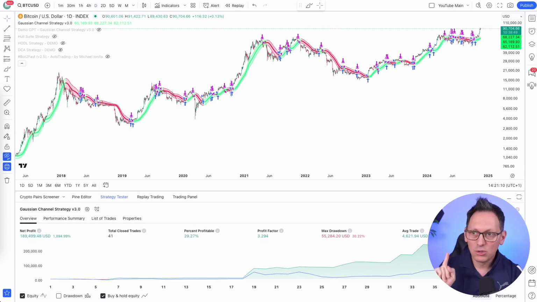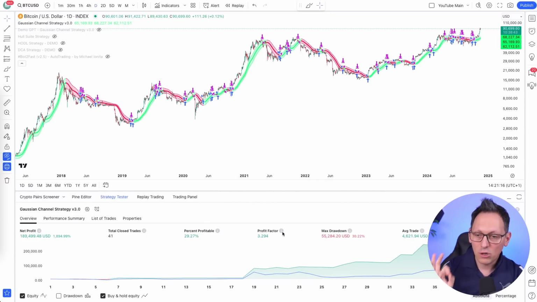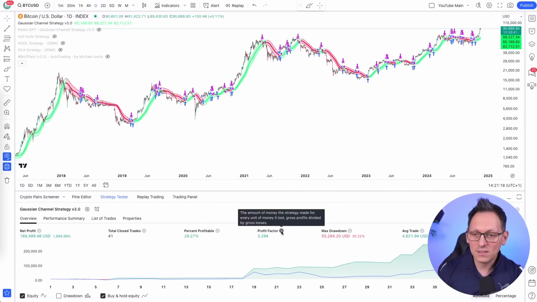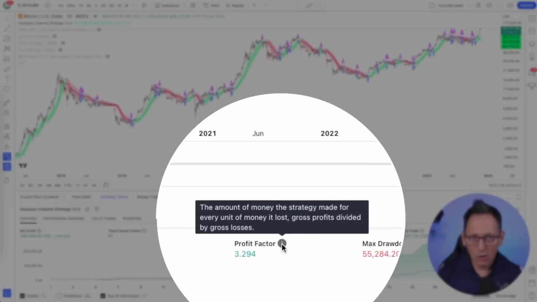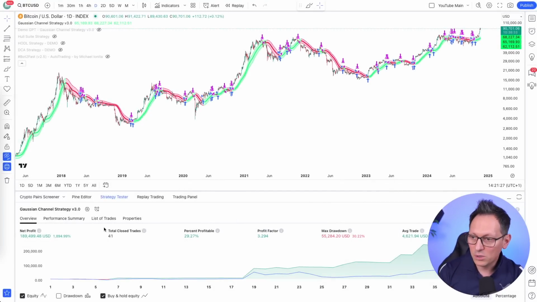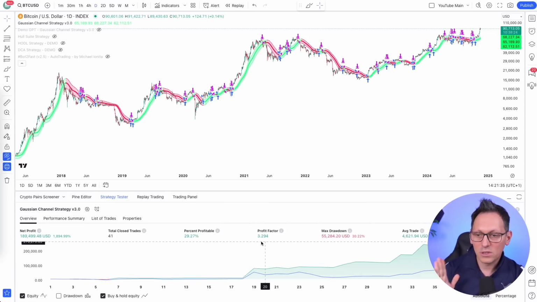We're going back to the Gaussian channel strategy to understand the profit factor. And that would be rule number 4, okay? So the profit factor, first of all, how is it defined? You can see here, it is the gross profits divided by the gross losses. If you want to calculate this number yourself, simply go to the performance summary and divide this by this, right? It's very simple to do. And this is the number, 3.2.